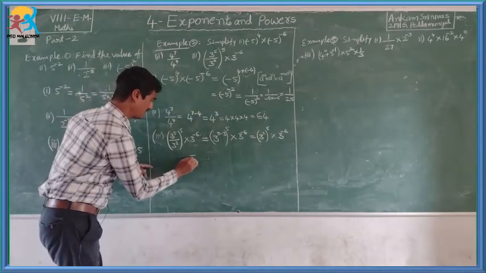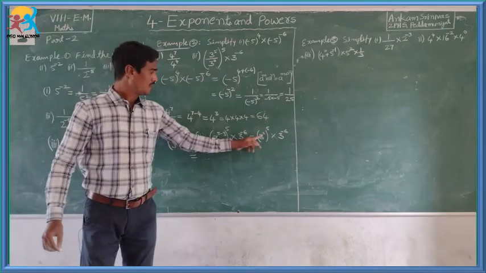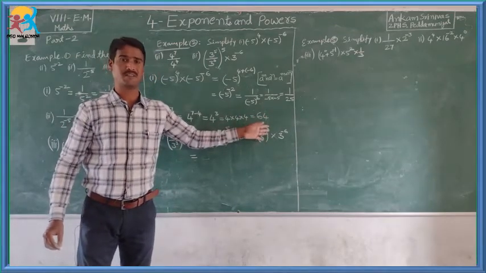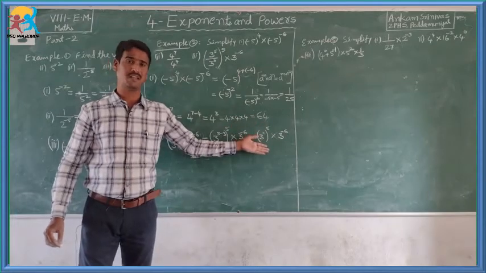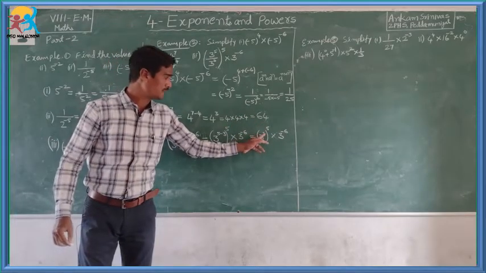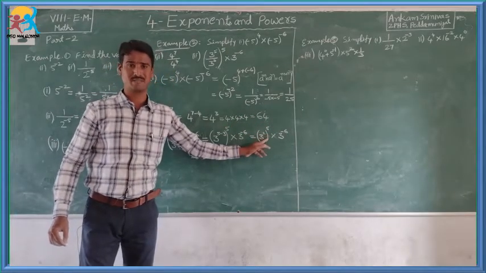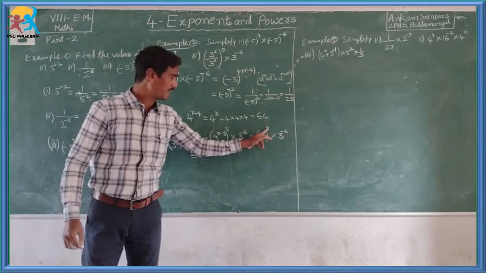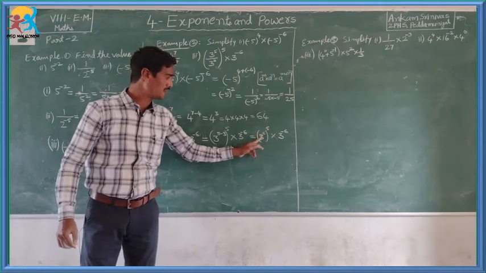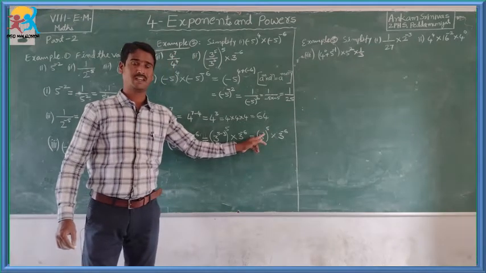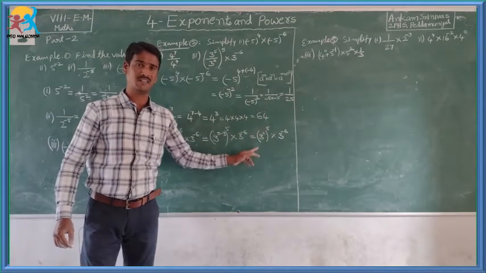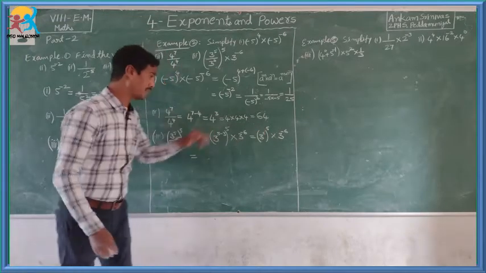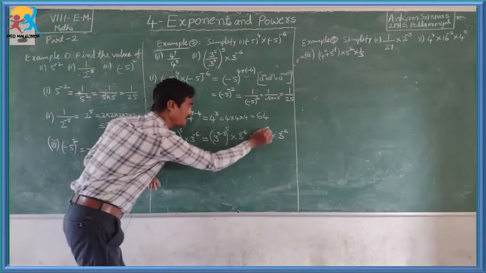Next, here 3 power 2 whole power 5. Power of power. When we have the power of power, we should multiply the exponents. 5 as the exponent, power of 3 power 2. If the exponent has a power, then we should multiply the exponents.